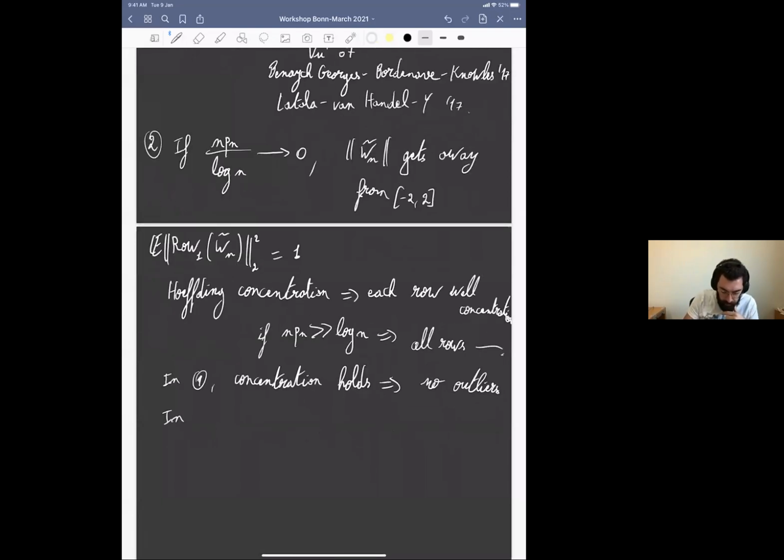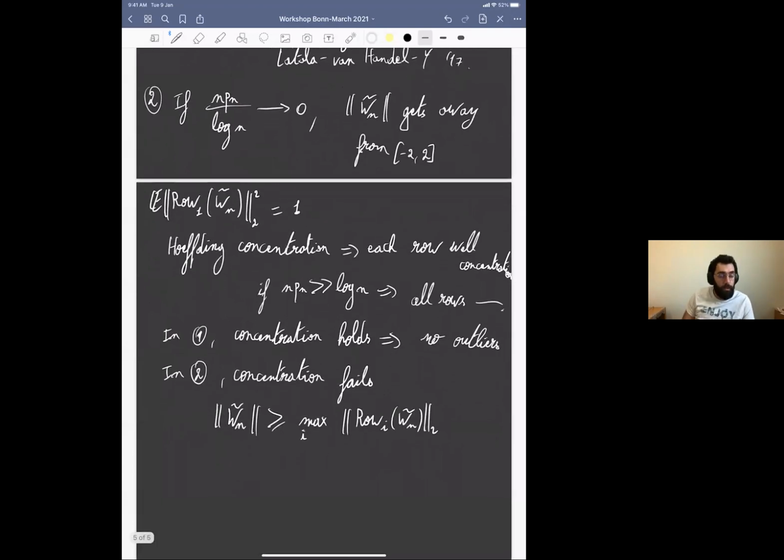And in two, concentration dramatically fails. What I mean is that there will be a row which is much larger than the others. I cannot ensure that all rows are well concentrated. And then you can see that the norm of W tilde n, deterministically, is bigger than the maximum Euclidean norm of a row. Since concentration broke down, this maximum Euclidean norm is much bigger. It will jump above the average norm, which we said is a constant, equal to 1 here. So in this regime concentration really breaks down, because the maximum Euclidean norm of a row may jump very much above the average.